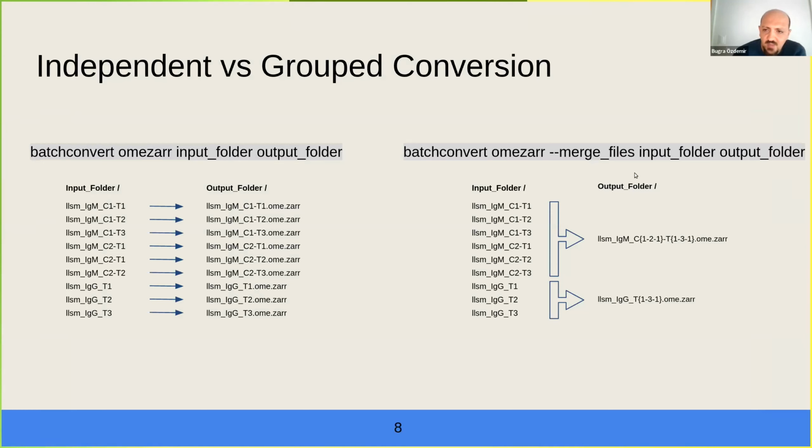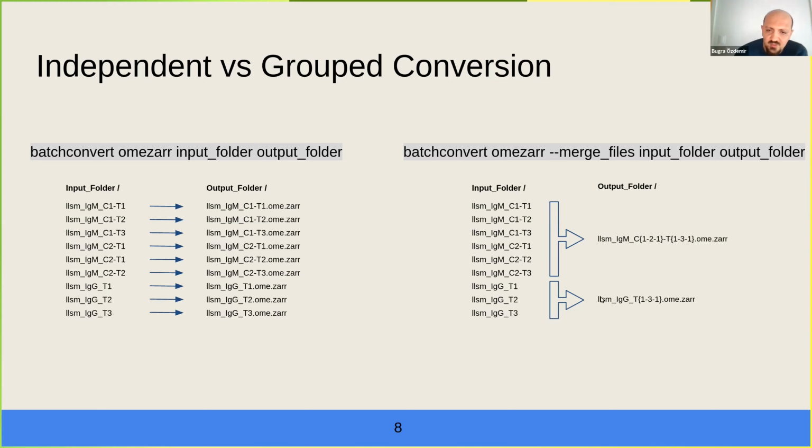So what I meant with independent and grouped conversion. Independent conversion means each file in the input folder will be treated as a series. So each input will be mapped to a single output. And the grouped conversion means the tool will try to identify a group of files that can belong to the same series.